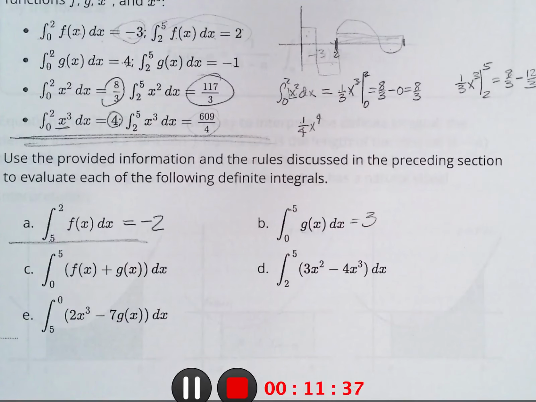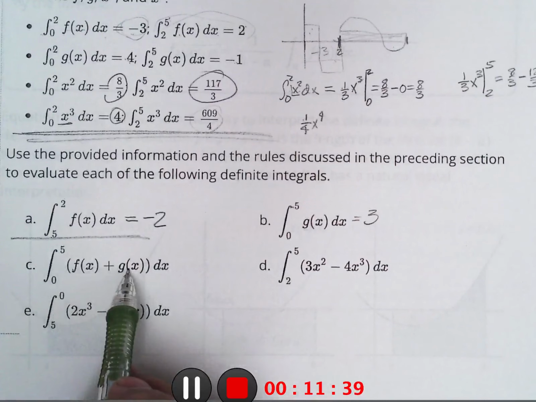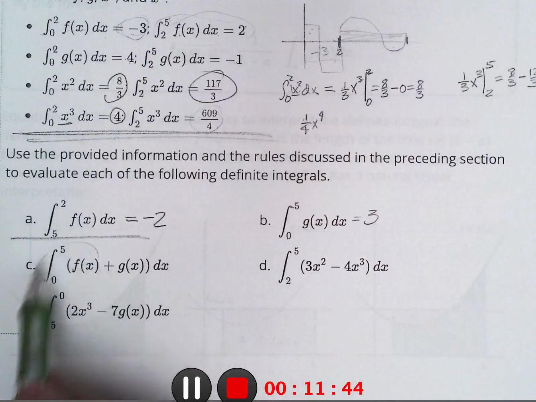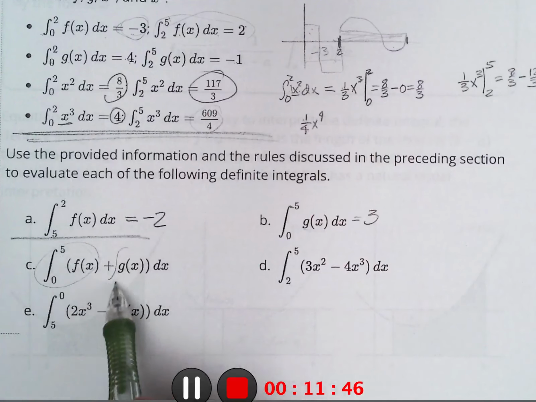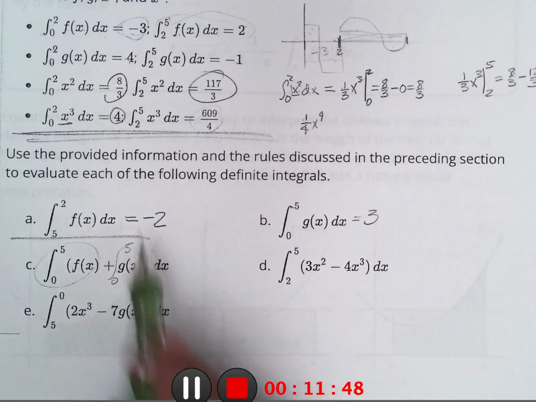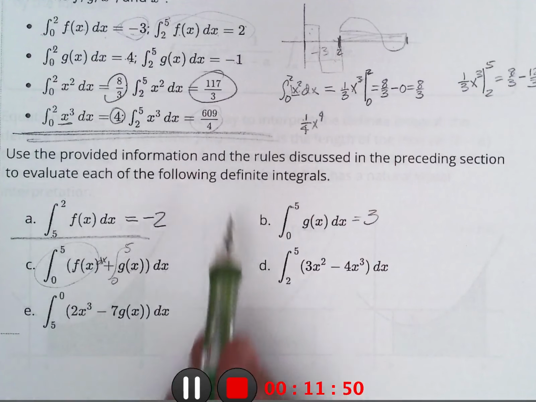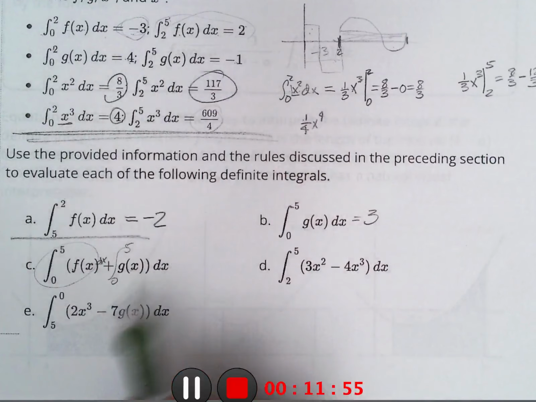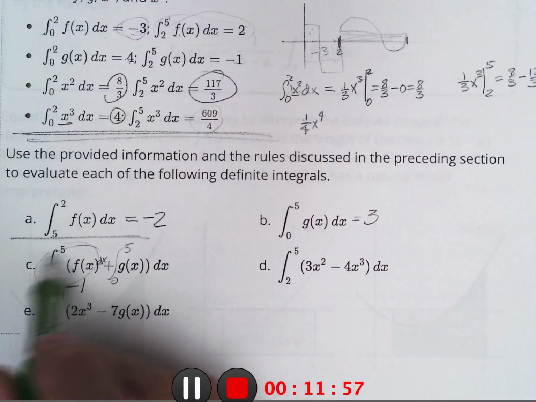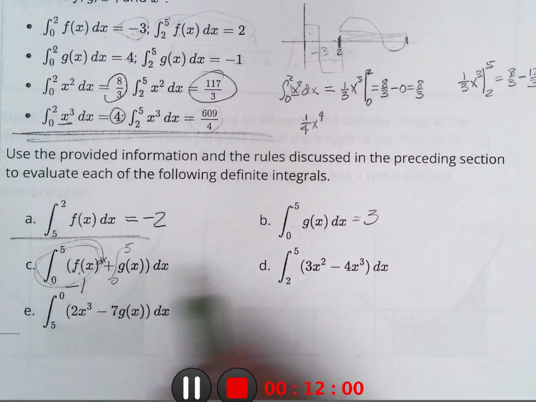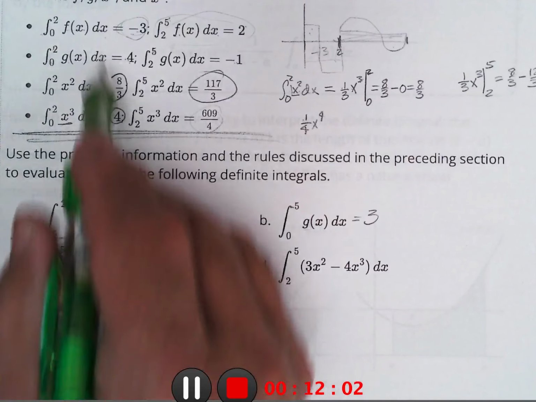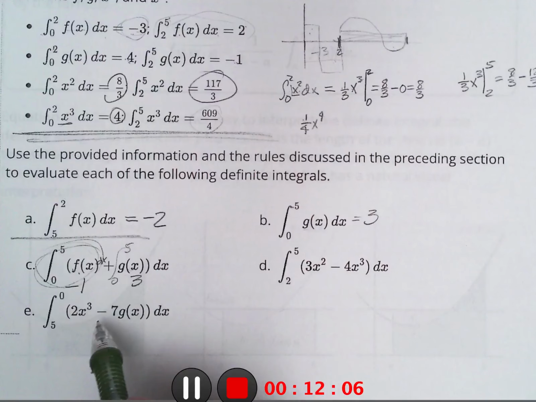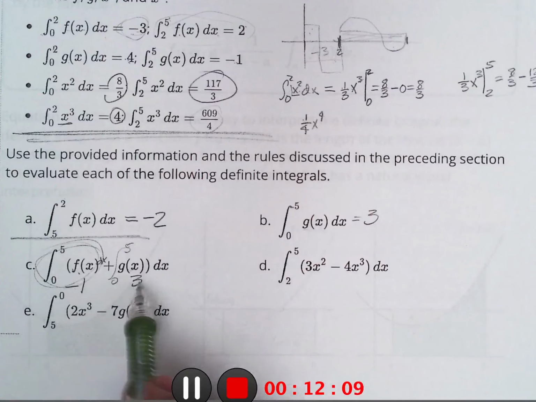Now, f plus g, we can do this by just finding the area from 0 to 5 of f, and then finding the area from 0 to 5 of g. And 0 to 5 would be this plus this, which is -1 for 0 to 5 of f. And 0 to 5 of g would be 4 minus 1, which is 3. So we'd have -1 plus 3, which is 2.